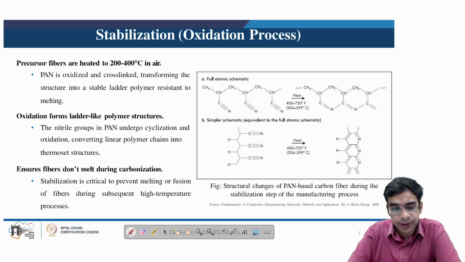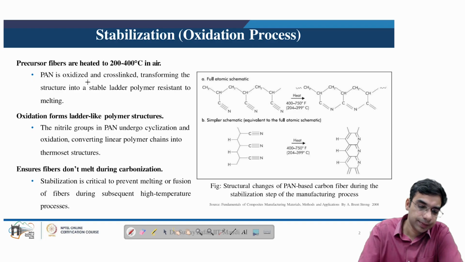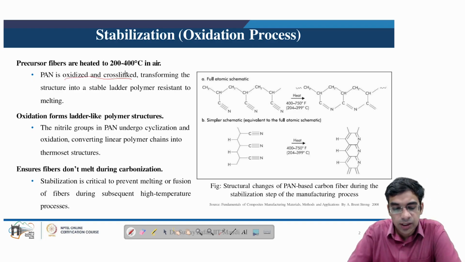So when we heat the precursor fibers in air in the temperature range of 200 to 400 degrees Celsius, the PAN that is there in the precursor gets oxidized and cross-linked. So this transforms the structure of the PAN from an open type of structure into a stable ladder polymer resistant to melting. The oxidation forms a ladder-like polymer structure. The nitrile groups in the PAN undergo cyclization and oxidation, thereby converting the linear polymer chains into thermoset structures.